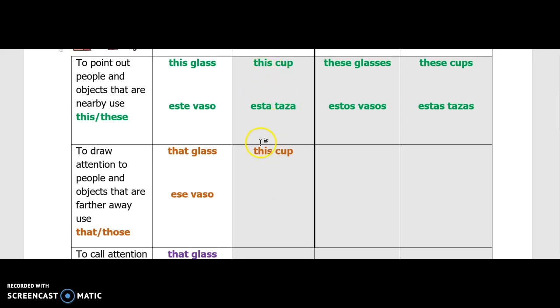This cup. Nope. That cup. That one over there. That was silly. That cup. All right. So we've got esta for this, and guess what? It's esa for that. Esa taza.